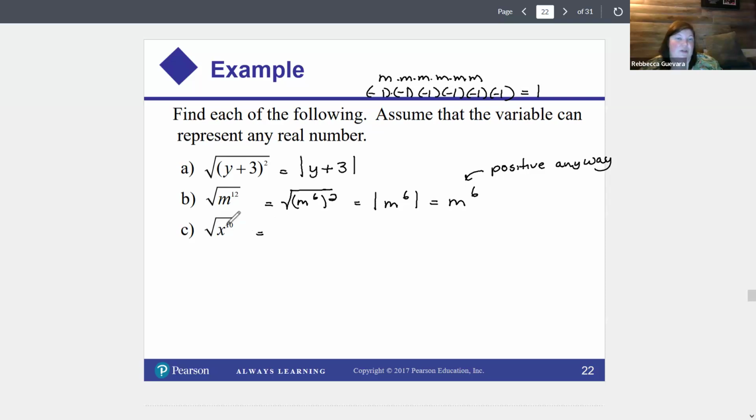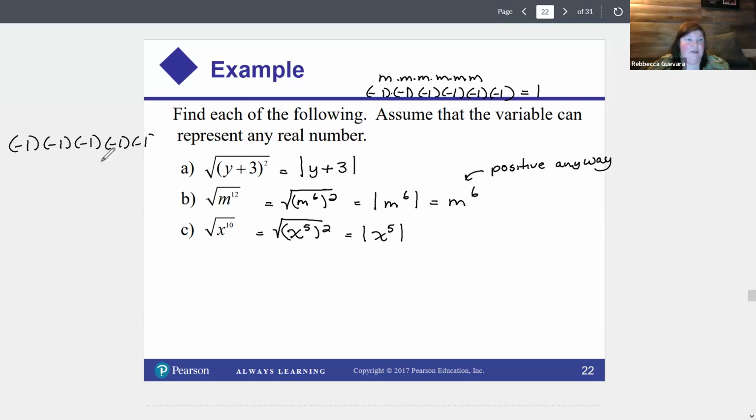If I do the square root of x to the 10th, well, that is x to the 5th, to the power of 2. So that is the absolute value of x to the 5th. That one we'd have to keep because if we have negative 1 to the power of 5, that is going to stay negative 1. If we just had x as 1, then we have all positive ones, well, then it would be positive 1. And we want to make sure that what comes out stays positive. So in this case, I have to keep the absolute value.